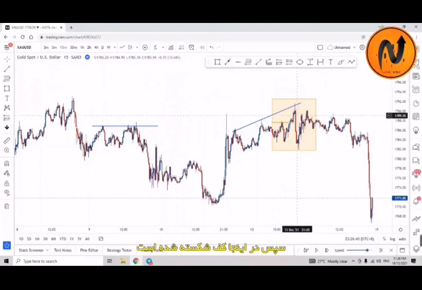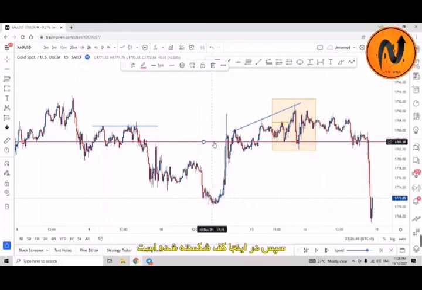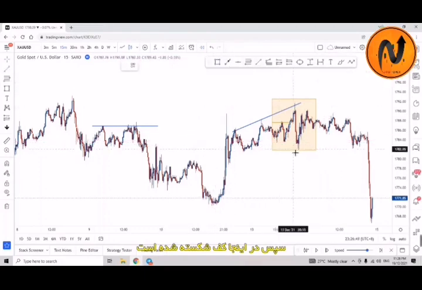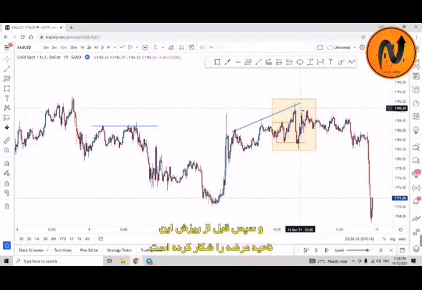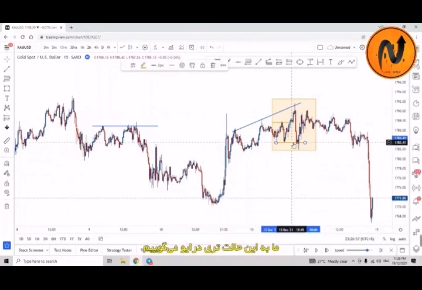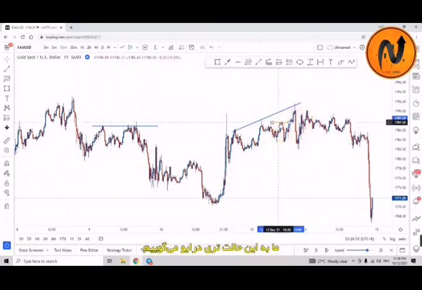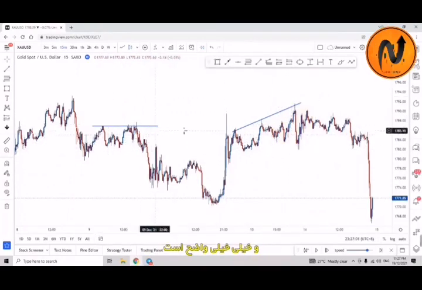Then of course it breaks the low over here. Sorry for that. It breaks the low and then comes back up and hunts this supply zone before it goes down. So this is what we call a tree drive. All right, so it's very clear.